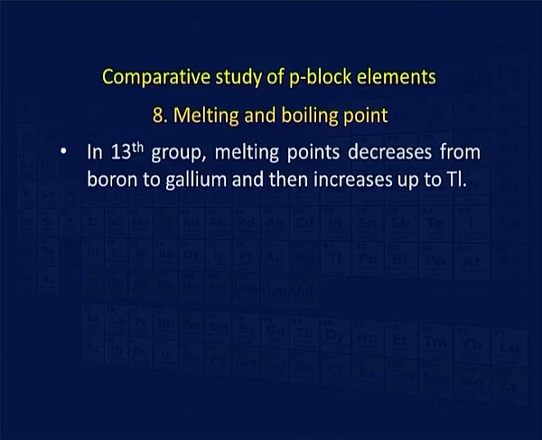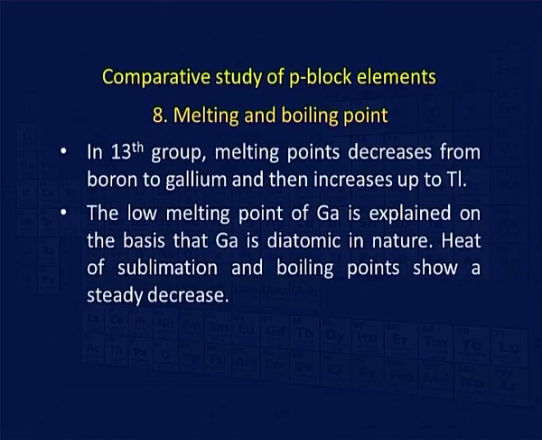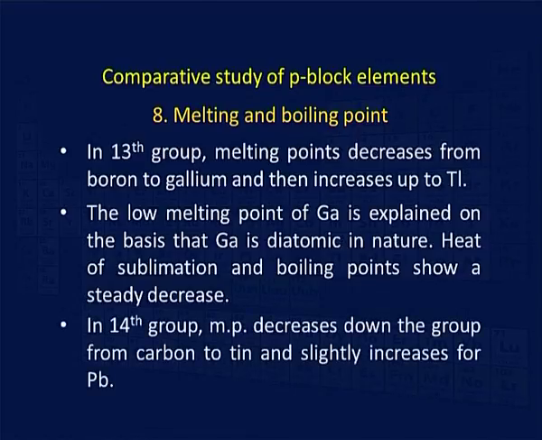Melting and boiling point is another property. In the 13th group, the melting point decreases from boron to gallium and then increases up to thallium, so a slight variation is seen in the 13th group. The low melting point of gallium is explained on the basis that gallium is diatomic in nature. Heat of sublimation and boiling point show a steady decrease. In the 14th group, the melting point decreases down the group from carbon to tin, and again a slight increase is seen for lead.